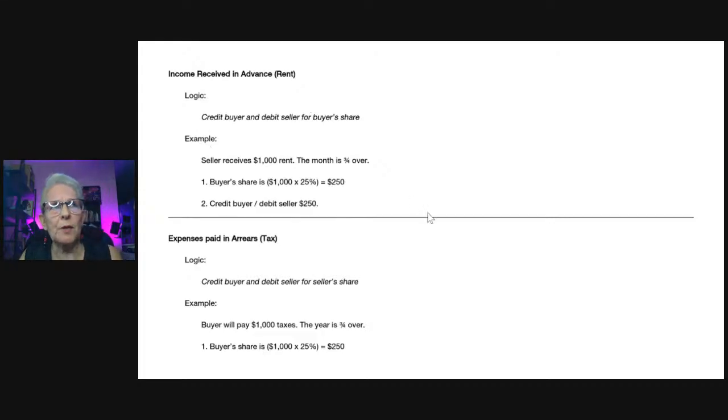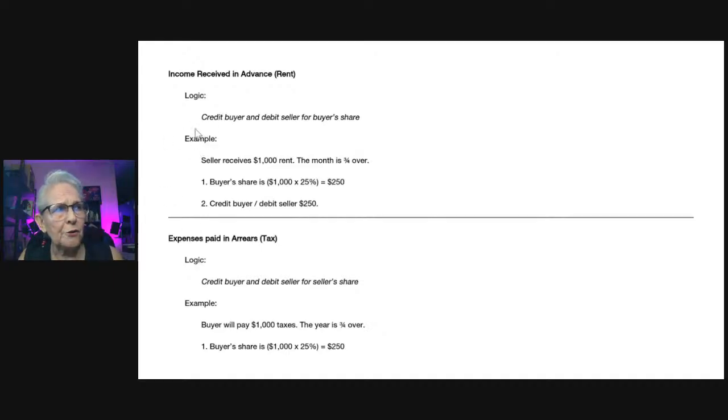Rent gets prorated on rental properties, homes that are rented. So any rent that the seller has received will be transferred to the buyer, and any rent that has already been paid will be prorated, and the buyer will be credited with the rent that's due for the rest of the month from the closing date. So the seller gets the amount from the beginning of the month to the closing date.